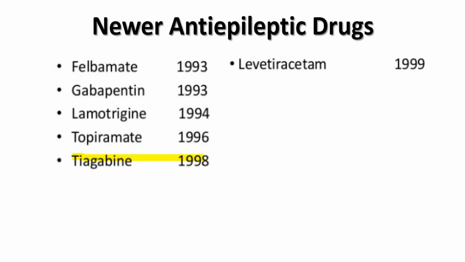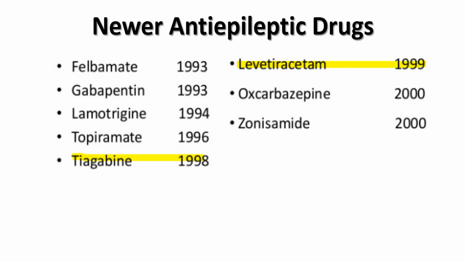Then Levetiracetam 1999, another important drug. I have included both these drugs in my lecture. Oxcarbazepine 2000 and zonisamide also in 2000, then pregabalin 2005. As I mentioned, you just have to remember the name of the drug. So, more than understanding, your memory or remembrance is something which you have to apply in the third video of epilepsy.